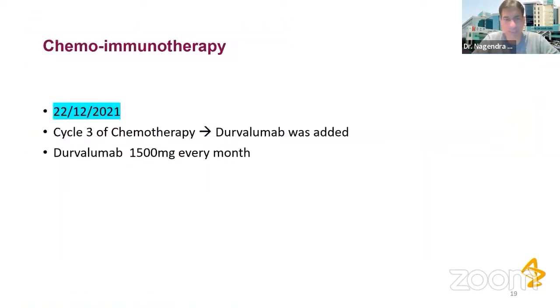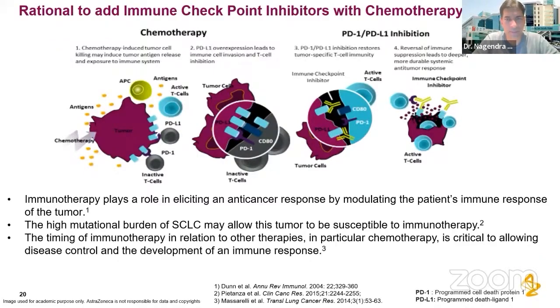With chemoimmunotherapy, the patient was started on chemotherapy, and after 2 cycles, the 3rd cycle was given along with durvalumab at a dose of 1,500 milligrams every month. So what is the rationale of giving immunotherapy in these types of scenarios? Immunotherapy plays a role in eliciting an anti-cancer response by modulating the patient's immune response to the tumor. The high mutational burden of small cell carcinoma may allow these tumors to be susceptible to immunotherapy. And the timing of immunotherapy in relation to other therapies, in particular chemotherapy, is critical to allowing disease control and the development of a sustained immune response.